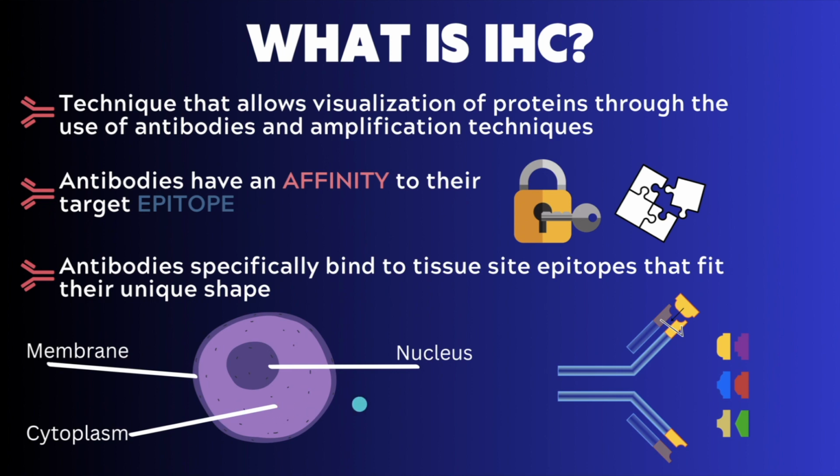Another thing to note is that antibodies specifically bind to epitopes that fit their unique shape. This affinity is often compared to a lock and key fit or a puzzle piece fit. As you can see from this visual example shown below, the top of the Y portion of the antibody, aka the Fab region, is the receiving lock, while the epitope is the fitted key. In a future episode of this IHC series, I will get into more specifics of antibody structure and function.